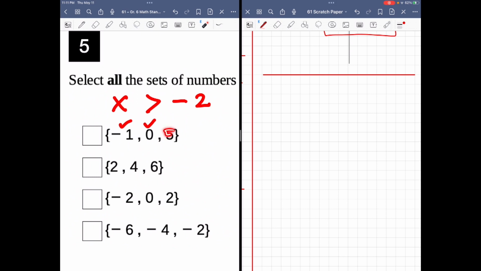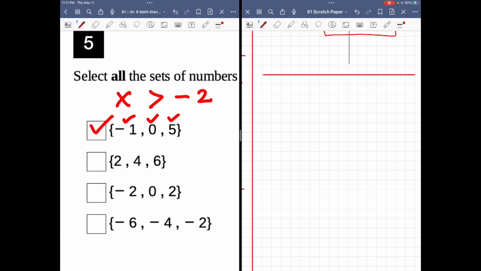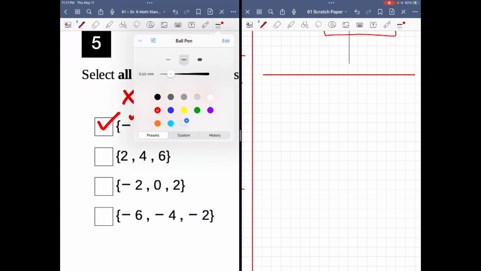And now test 5. 5 is greater than -2. That's true as well. So 5 also passes the test. And since all of the values in line 1 pass the test, that means line 1 is a correct choice. Check it off. I'll switch to blue.